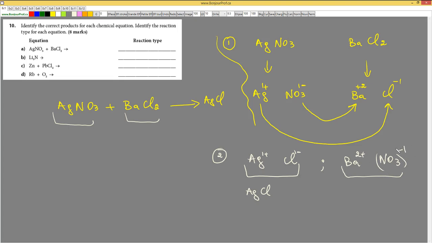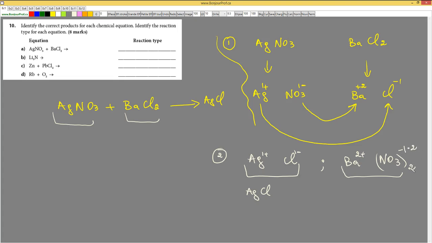So here I have to cancel the charges. I have two charges here, but I have only minus 1 here. I'm going to balance it. I have to multiply this one by 2, so I have to put a 2 here. Why? Because here 2 times minus 1 gives me minus 2. And now this one is balanced.